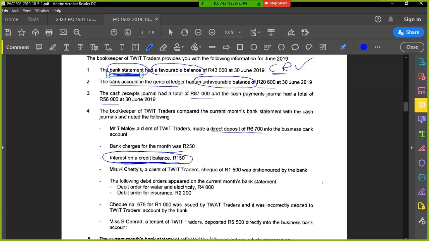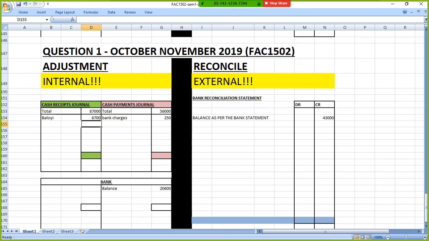Remember, what are you comparing? You're comparing the bank statements to your books. So this is good interest. Adjust to reconcile. Adjust. That's it.